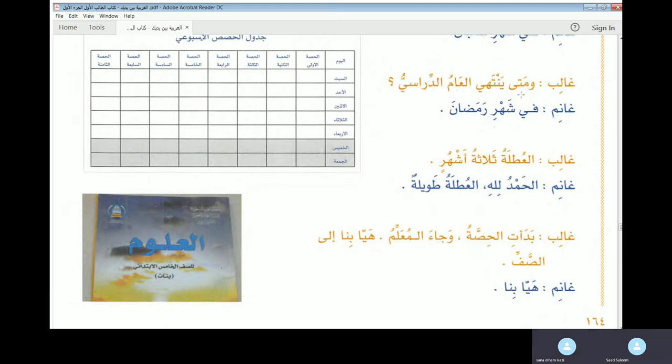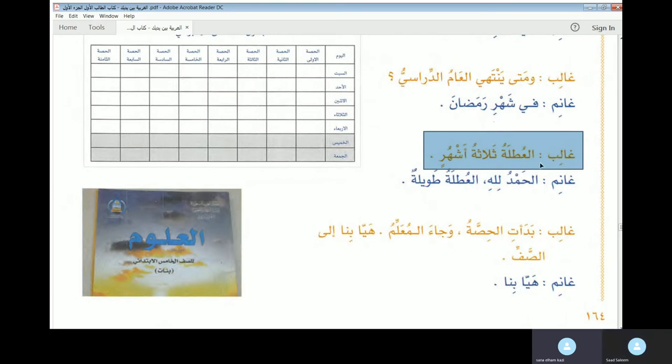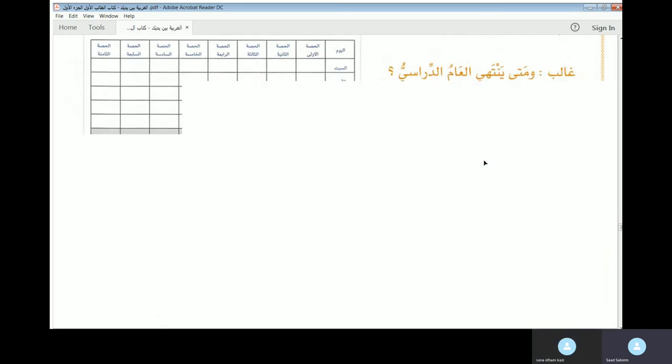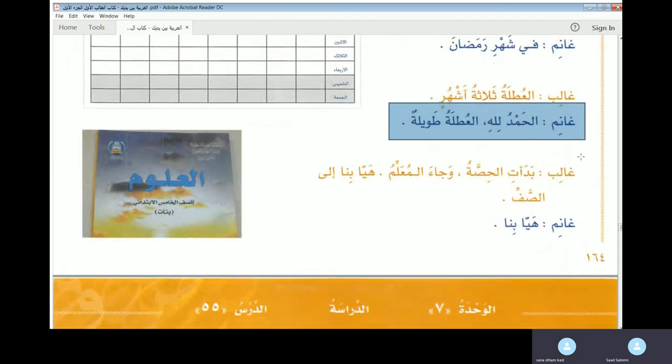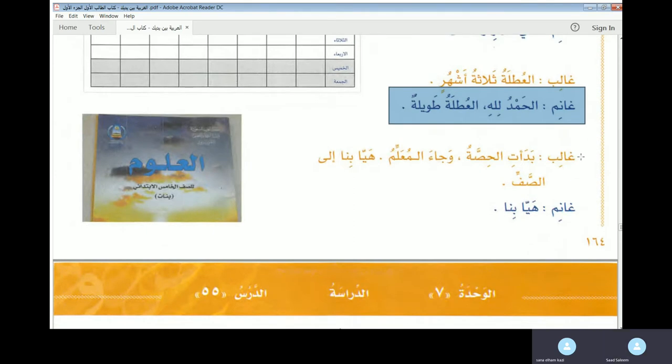Ghanim: fi shahri Ramadan, in the month of Ramadan. Al utlatu thalathatu ashhur. Al utlatu is the holiday. Thalathatu ashhur is the third month, or three months. Holidays are for 3 months. Alhamdulillah. Al utlatu tawilatun. Alhamdulillah, the vacation is big, right? Okay, long.